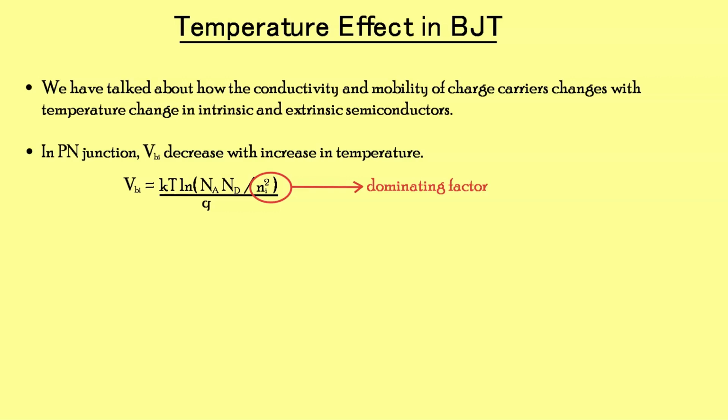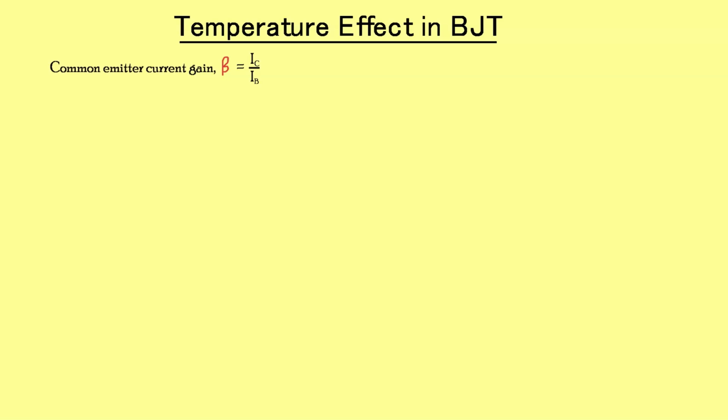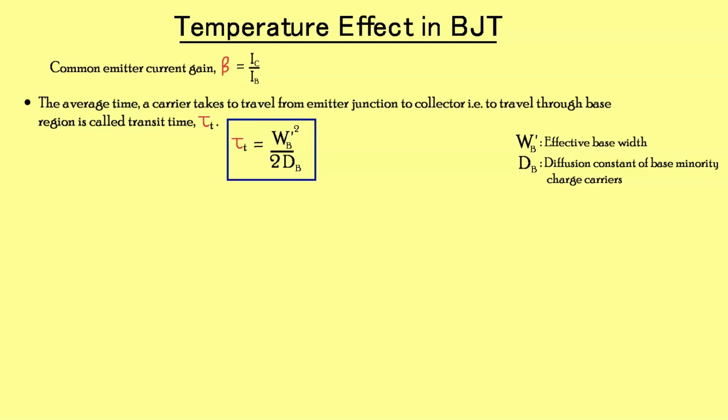But here it will become complicated if we talk about all the phenomena which take place while changing the temperature. Rather, we conclude the effect of temperature change in BJT with the change in common emitter current gain. The average time a carrier takes to travel from emitter junction to collector, or in other words, the average time a charge carrier takes to travel through the base region, is called transit time, which is equal to the square of the effective base width divided by 2 times the diffusion constant of minority charge carriers of the base.